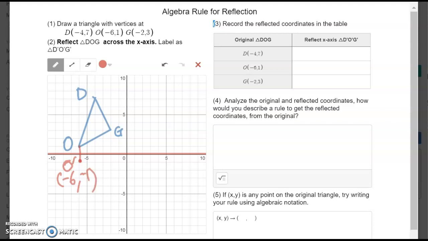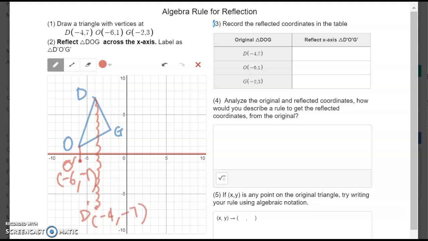Okay, let's do the point D. Point D is how many units away? What is the perpendicular distance? 1, 2, 3, 4, 5, 6, 7 units away from that point. That means I need to go down 7 units. 1, 2, 3, 4, 5, 6, 7, and that's my D prime, and it has the coordinate of (-4, -7).